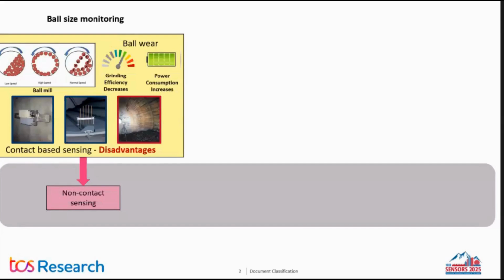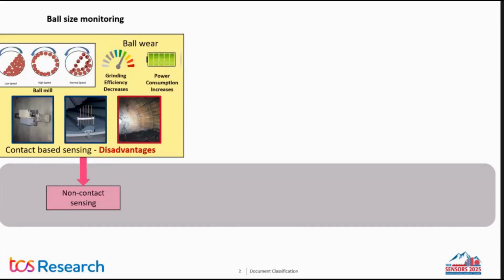Now, the current method of ball size monitoring is using human intuition, wherein a human sits and listens to the ball mill and predicts that now it is the right time to add fresh charge of balls. The problem with this method is that if it is done too early or too late, it will result in unnecessary downtime leading to huge financial loss or unnecessary power consumption. So we need a sensor based approach towards monitoring ball size.